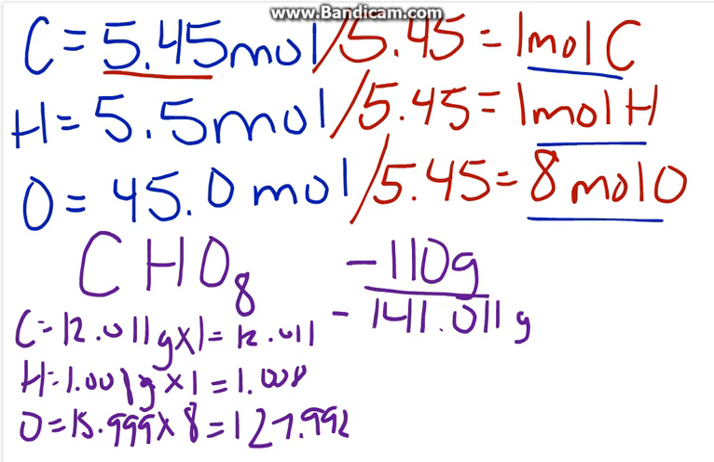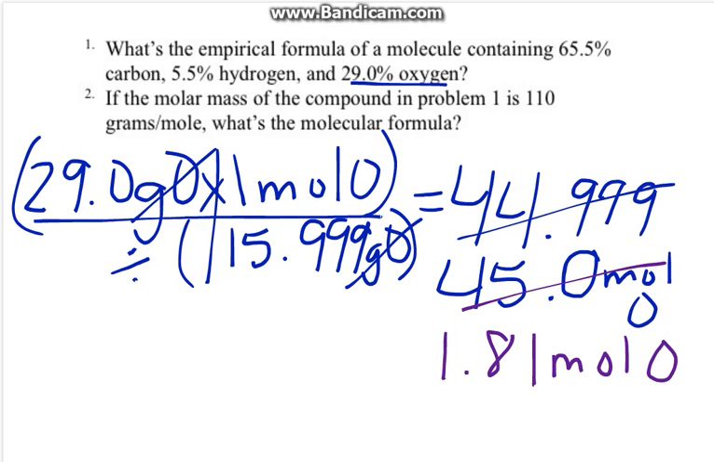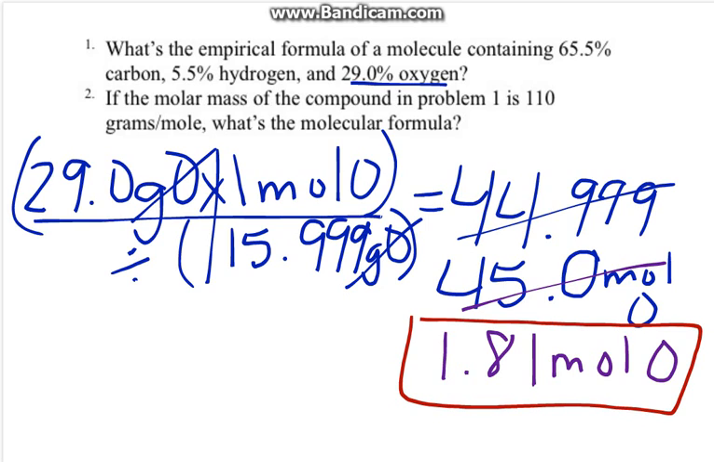So what I'm going to do is look at these numbers here and compare them. I noticed that carbon and hydrogen are really close, and oxygen is really far off. So I went back here, and I noticed that whenever I actually divided these, I did not get 45. I'm not too sure where I got that number. The actual number is 1.81 moles of oxygen. So now that changes everything. We're going to go back, and I'm just going to start that over.